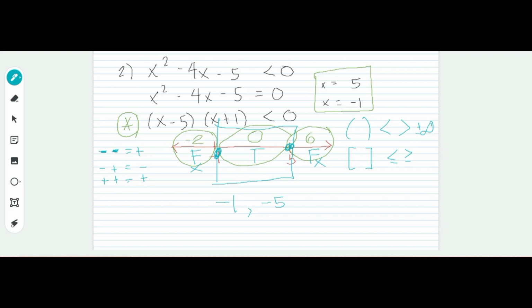But what are our answers? It's the numbers na. So, ibig sabihin, dito ka nababase. Is this your symbol? This is your less than symbol. So, it means you're going to use a parenthesis. So, you're going to use parenthesis in both sides. Therefore, this is your answer for example number 2.